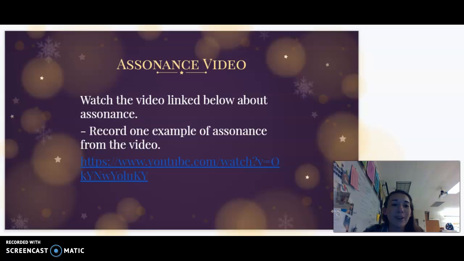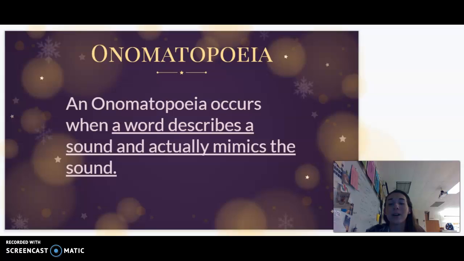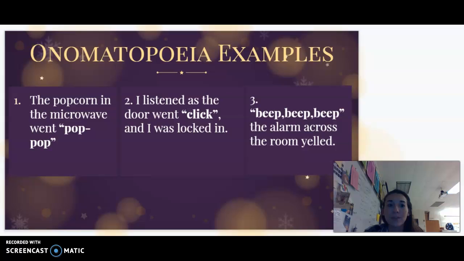Alright, now lastly, let's talk about onomatopoeia. An onomatopoeia might be the hardest one out of all these to spell, but an onomatopoeia occurs when a word describes a sound and actually mimics the sound that it's trying to explain. So let's look at some examples. The popcorn in the microwave went pop, pop. Pop, pop is an onomatopoeia because it is mimicking a sound, but in written language.